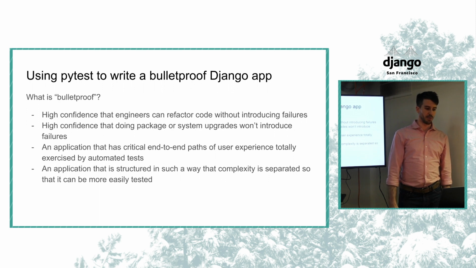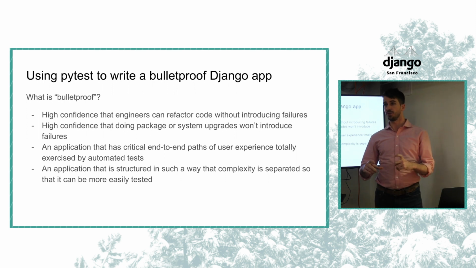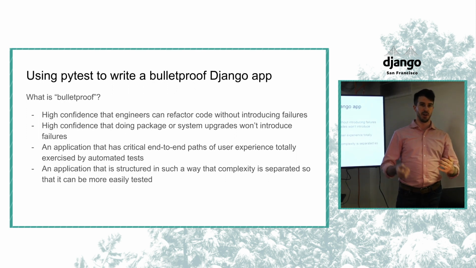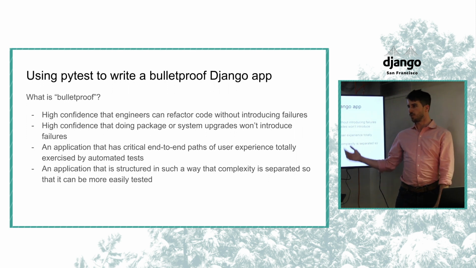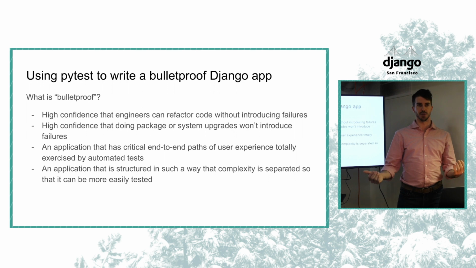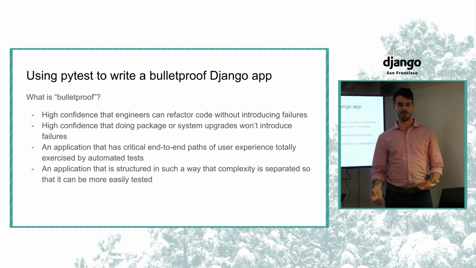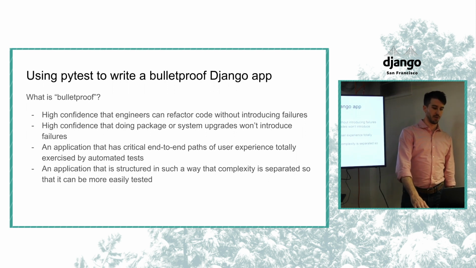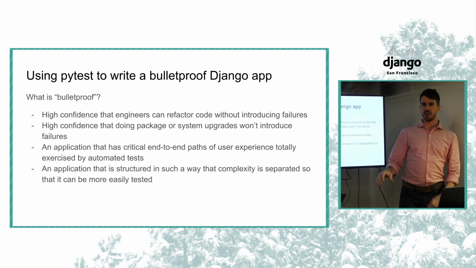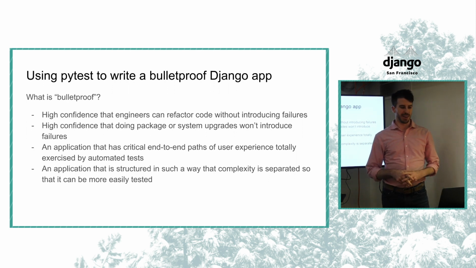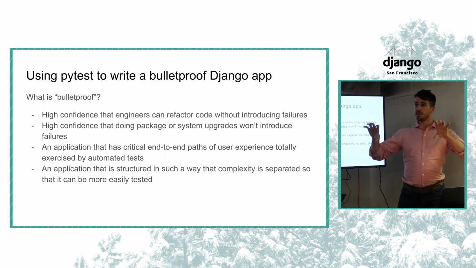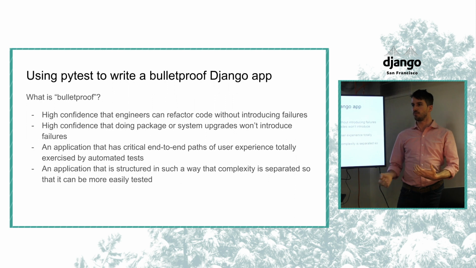Another thing that I feel is important for a really well-tested application is having critical end-to-end paths of the primary user experience totally exercised by automated tests. So logging in, going through booking flows, for example, or some of the core features of what you develop. Having all that covered so that if you make changes, you're not going to accidentally break core features of the site. And outside of just writing tests, what I call a bulletproof application is one that's structured in such a way that the complexity is separated and you can easily test different components. It just makes it overall easier to test.